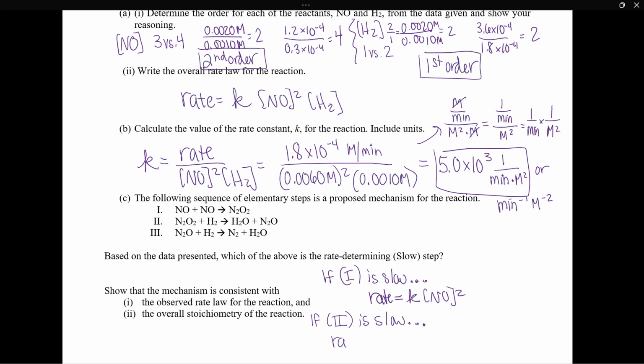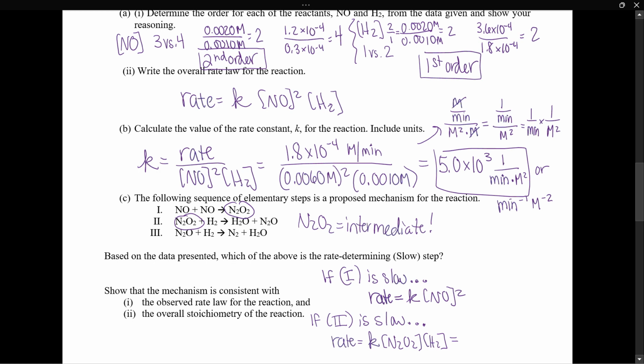Well, if step 2 is slow, then the rate would be determined by who's in the slow step, which would be N2O2 and H2. But notice how N2O2 is an intermediate. And whenever we see an intermediate, intermediates can't be part of our rate law. So I'm going to go back and substitute in the things that made N2O2 in that previous step. N2O2 was made by NO and NO colliding together. So wherever I see N2O2, I'm going to substitute in NO times NO. So that's going to be NO squared, because there's 2 NO molecules. And then there's also that H2 molecule that's part of the slow step as well.